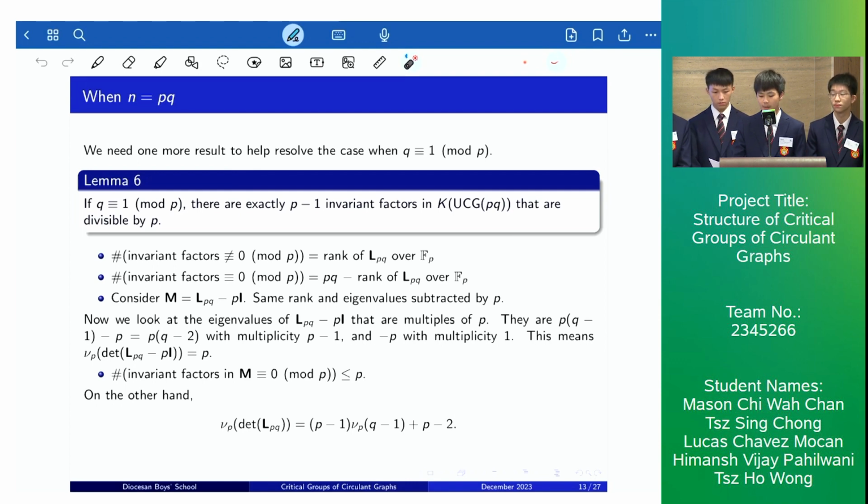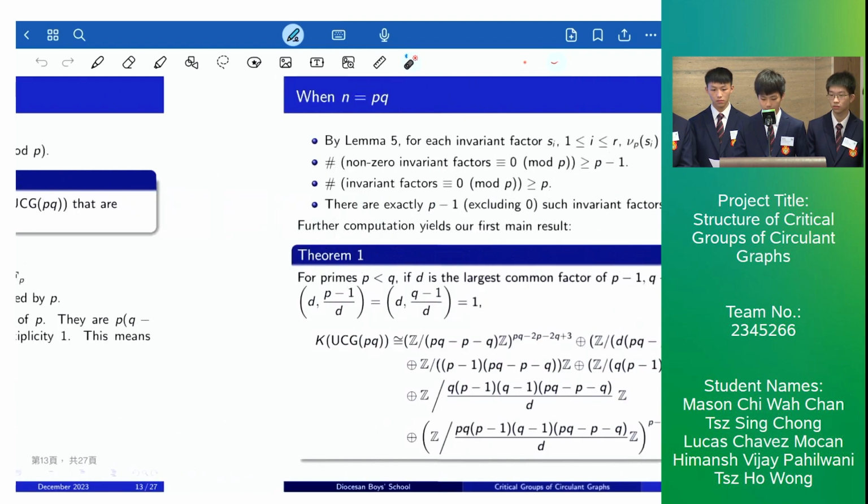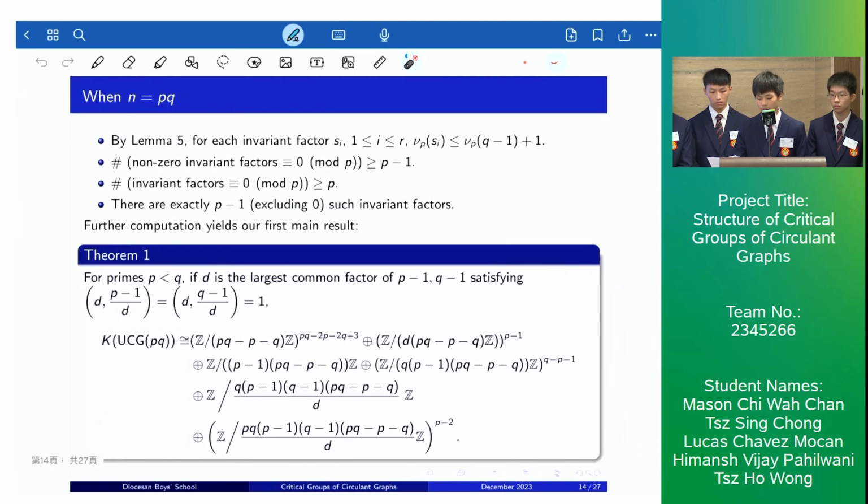The main idea is that by considering L_pq minus p times I, while the rank is preserved, all eigenvalues are subtracted by p, which bounds the p-adic valuation of the eigenvalues, the determinant, and hence we have an upper bound on the number of invariant factors that are multiples of p. On the other hand, we can build a lower bound on the number of invariant factors by considering the p-adic valuation of each invariant factor.